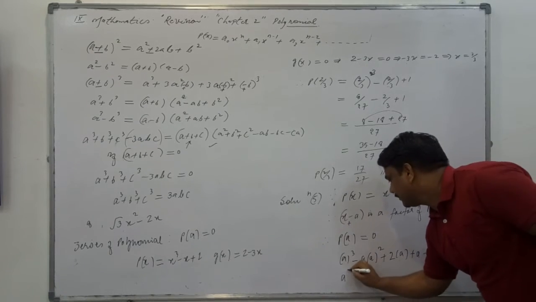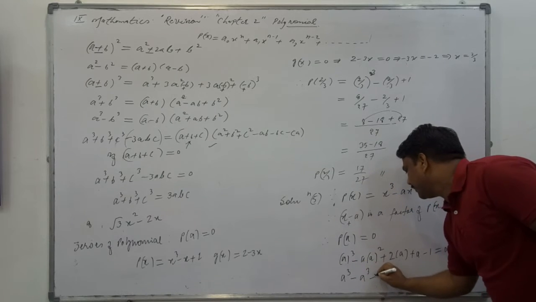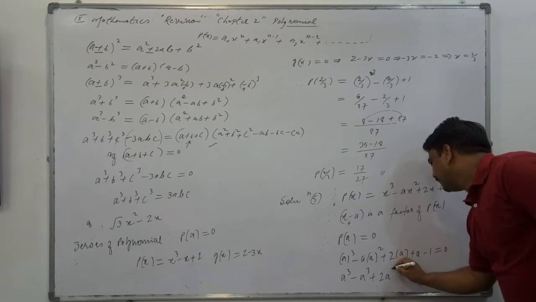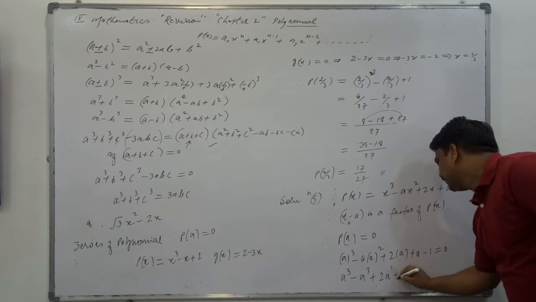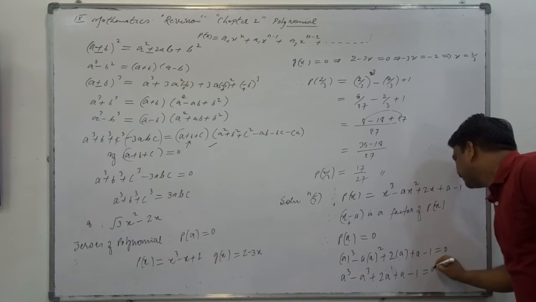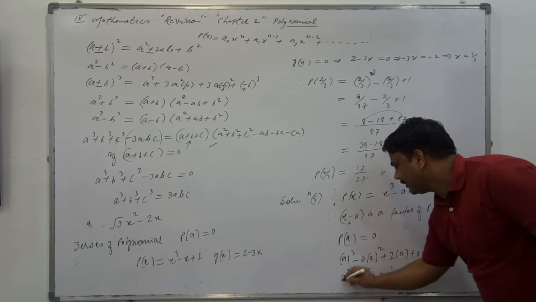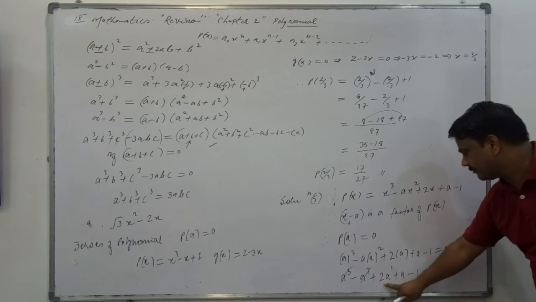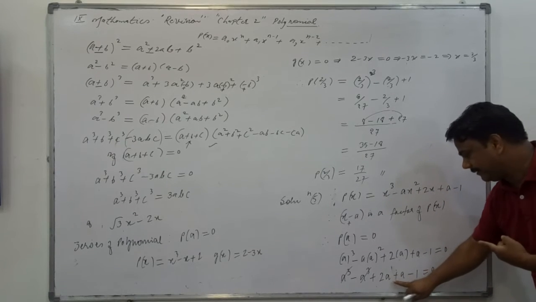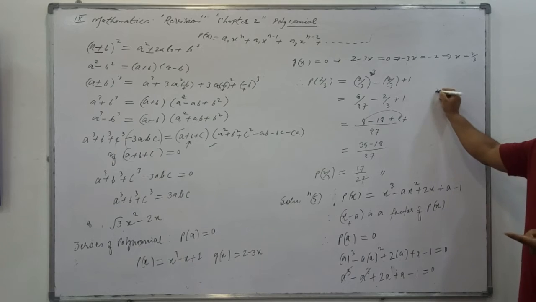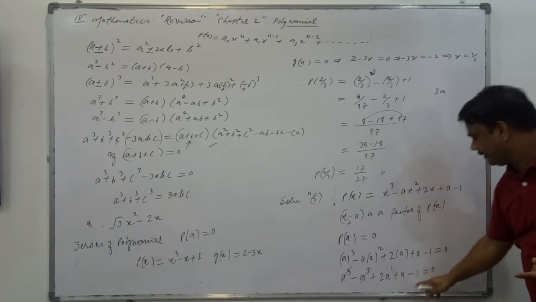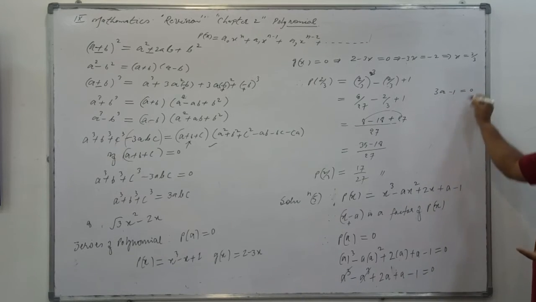So what shall we do? a cube plus twice a, and a minus 1 is equal to 0. So plus a cube minus a cube cancels. It's twice a plus 1a. 2 times a, 1 time a. How much is this here? 3 times a it shall be. Okay? And minus 1 is equal to 0.